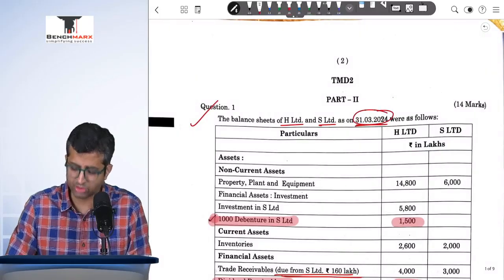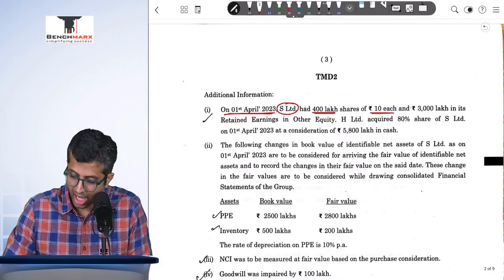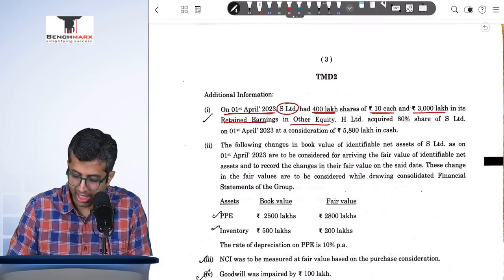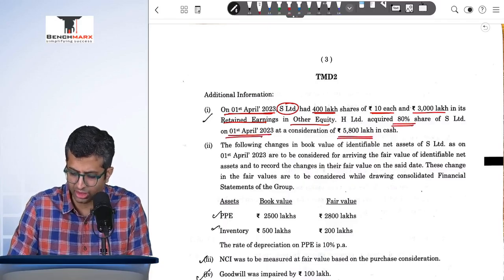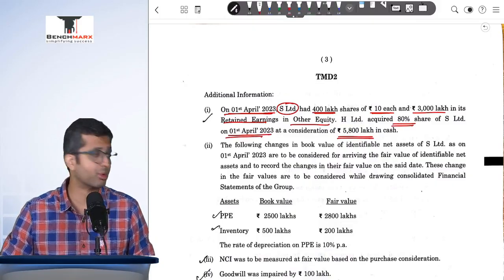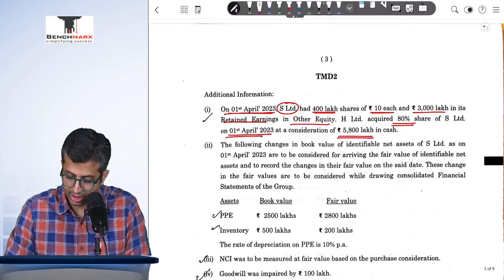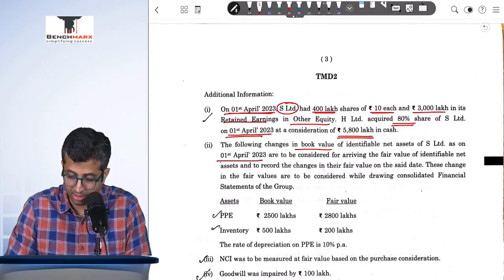Today you are given 31st March 24. So one year back also, your total share capital remained the same. And 3000 in its retained earnings and other equity. H had acquired 80% share in S on 1st April 23 at a consideration of 5800 in cash. Perfect. So over here there is an 80% stake, which means how much belongs to the NCI? 20%.